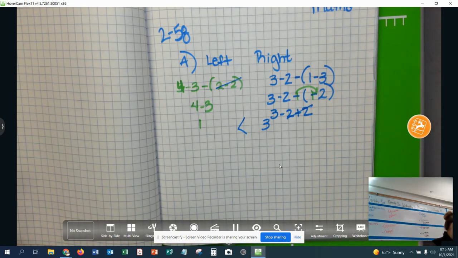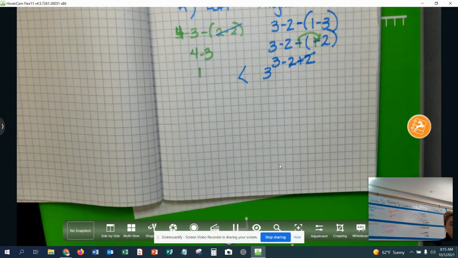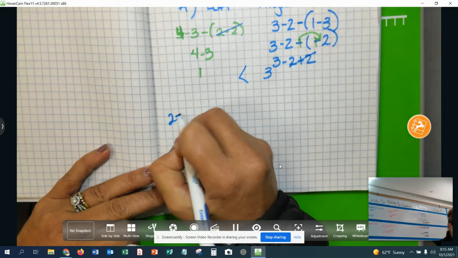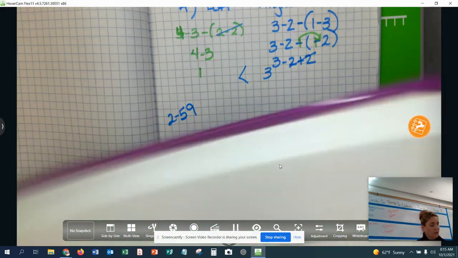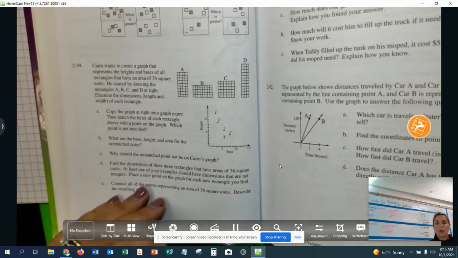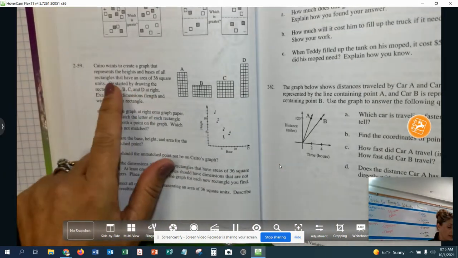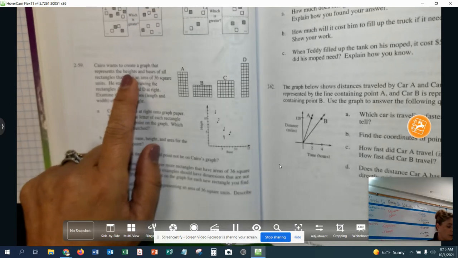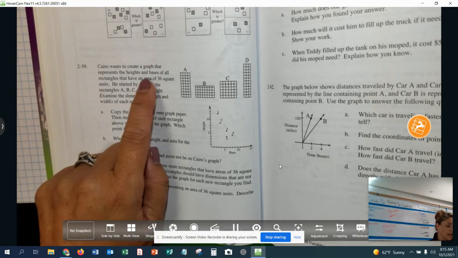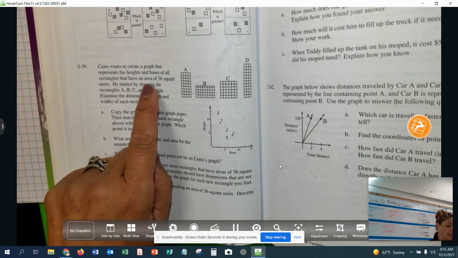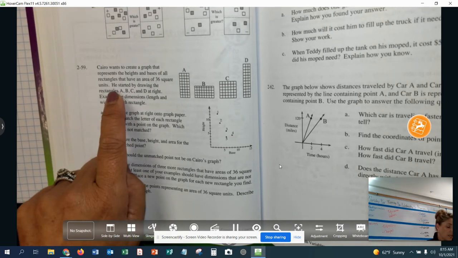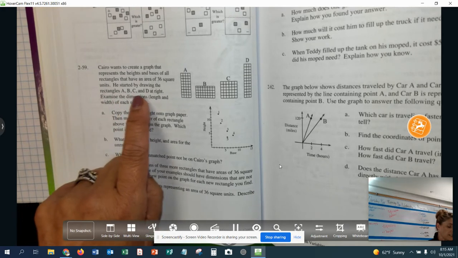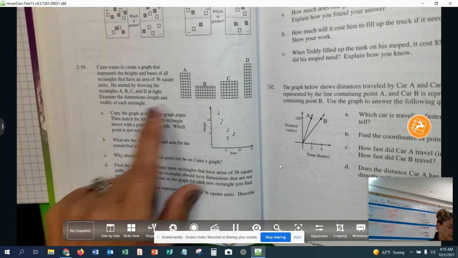Okay. The next one, it's a little bit more complicated, but it is good practice for graphing. So what they are giving you here is this. They have boxes, right? They have, Cairo wants to create a graph that represents the height and bases of the rectangles that have an area of 36 squares, or 36 units. He started by drawing rectangles A, B, C, and D at the right. Examine the dimensions, length, and width of each.